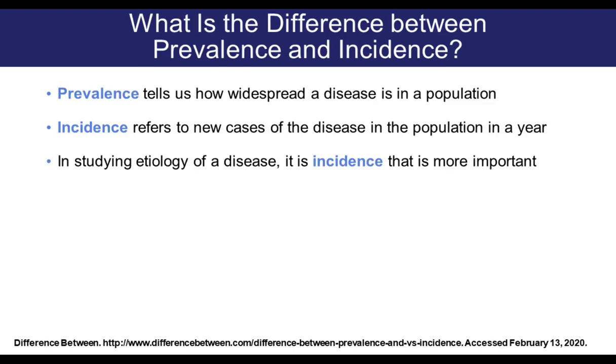So if we can't define non-union, can we at least define the incidence or prevalence of non-union? Do we know how often it occurs? And just as background here, I'm going to use prevalence as we go forward, and I'm not even sure it's totally correct, but it's the way the literature that I'm quoting reports it. But prevalence tells us how widespread a disease is in a population. Incidence refers to the number of new cases of the disease in the population in a year. And in this case, the disease is non-union that we're talking about. So prevalence would be all the non-unions. Incidence really would be the new cases each year. In studying the etiology of a disease, it's the incidence that's more important.